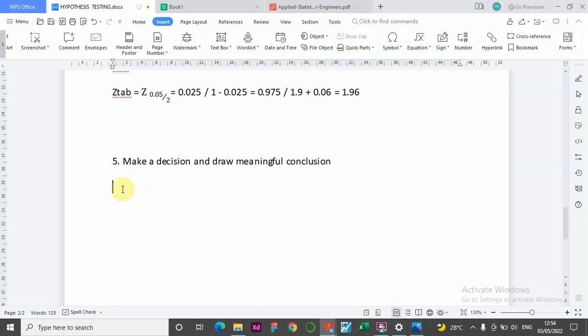So the decision is, just like the first example, you reject the null hypothesis if the Z calculated is greater than the Z tabulated. Otherwise, accept it. All right, so let's make our conclusion.